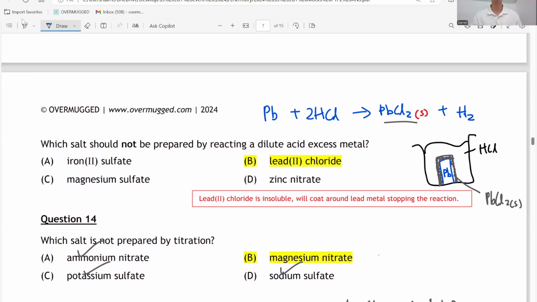Next, for question 14, straight up, titration is meant to prepare what kind of salts? SPA salt, right? Our VIP. So which salt is not prepared by titration? Magnesium nitrate, right? The other three are SPA. Magnesium nitrate, what is the correct salt preparation method? Acid plus metal, base, or carbonate. Starting to get it? Salts is not that hard once you know when to use which method. Let's move on.